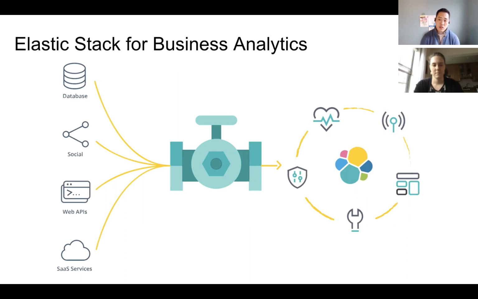Oftentimes, agencies and the federal government use web APIs to source data for a variety of use cases, like OpenData.gov and a variety of other places. And then lastly, there are some SaaS services that they might be using, whether it's HR-related like Workday, NetSuite, or ServiceNow. Basically, SaaS solutions that help them operate their agency and perform the duties that they need to do.